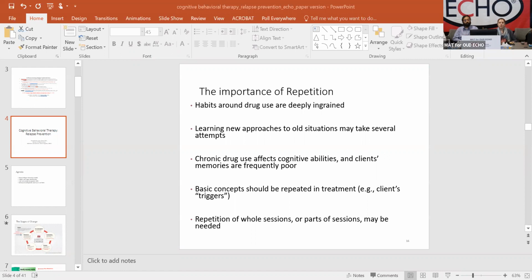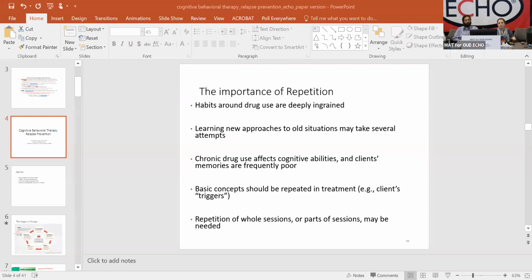There are a lot of difficulties with changing someone's thinking. And so we want to be mindful that some folks are going to move faster than others, and that depending on the types of drugs that they've used or how long they've used, memory could be impacted, their cognitive ability could be impacted, and we have to make some modifications for that. That basic concepts should be repeated over and over again. Don't be afraid just because you've talked about it once that you shouldn't talk about it again.